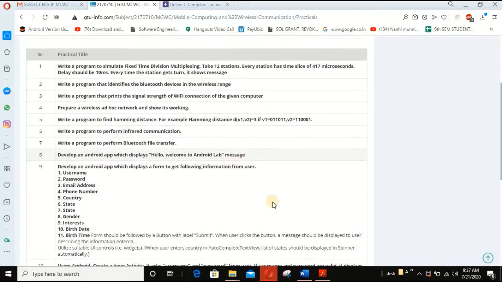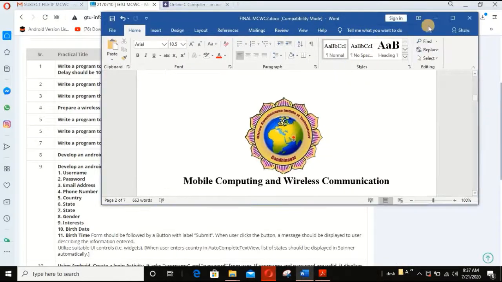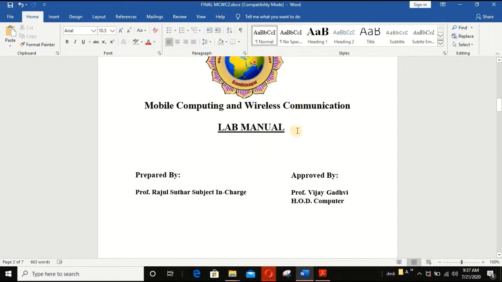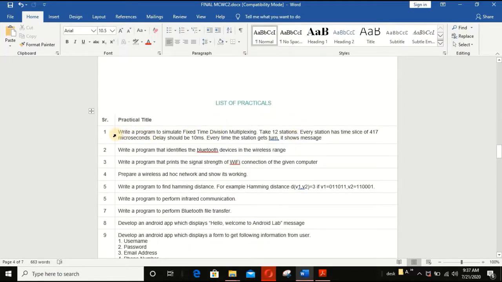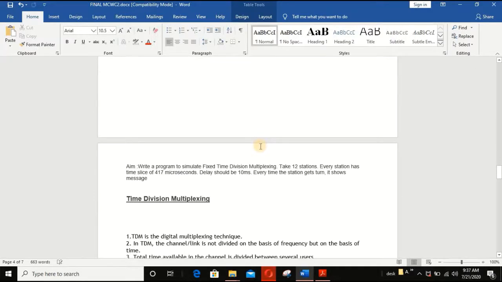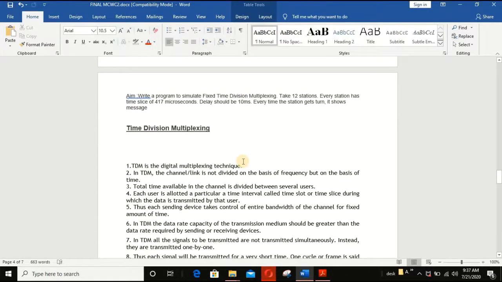So let me start with the first program. Here is the lab manual for MCWC, and this one is the first experiment, time division multiplexing. Before starting time division multiplexing, we need to understand the multiplexing technique. So what do you mean by multiplexing? Multiplexing is a process of combining multiple signals into one signal over a shared medium.